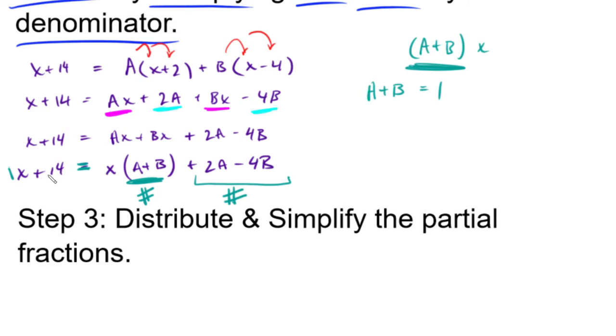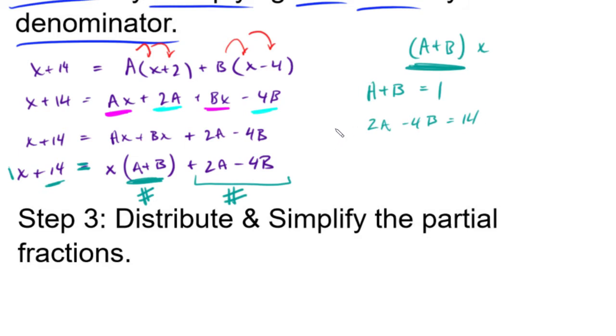Furthermore, the number by itself is 14. And remember, this is just a number. So this stuff right here has to equal 14. So we have to say that 2a minus 4b equals 14.